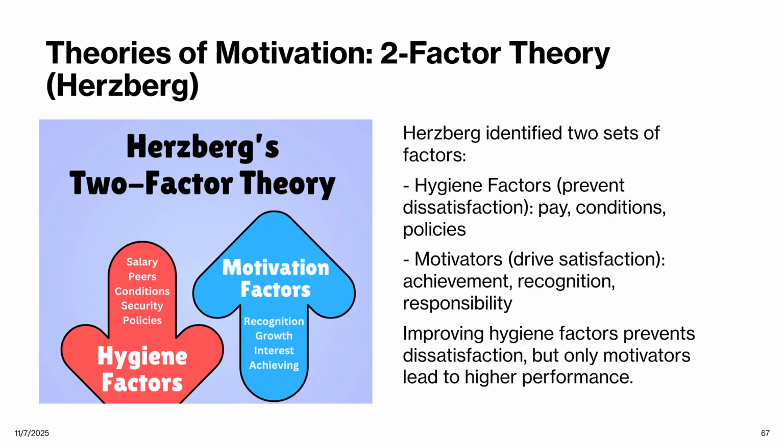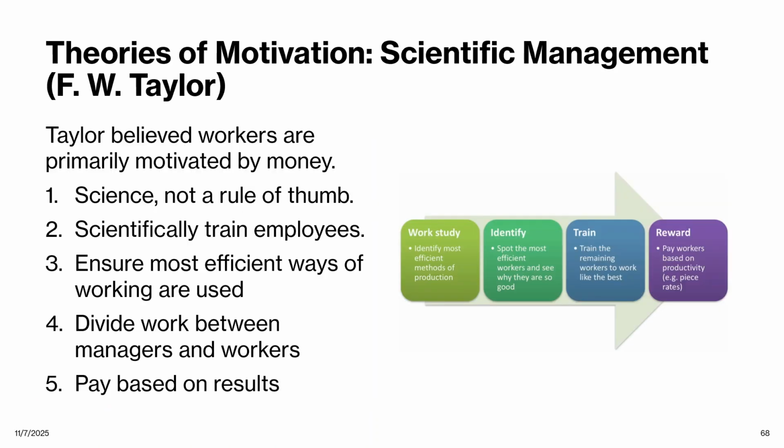Then we have the two factor theory developed by Herzberg. Herzberg identified two sets of factors. These are hygiene factors, which prevent dissatisfaction, such as pay and conditions policies. Then we have motivators, which drive satisfaction, such as achievement, recognition, and responsibility. Improving hygiene factors prevents dissatisfaction, but only motivators lead to higher performance.